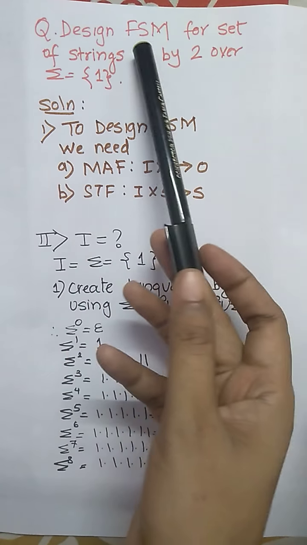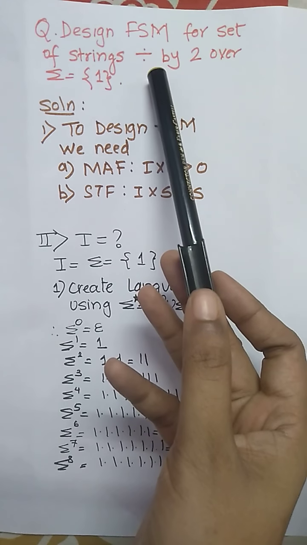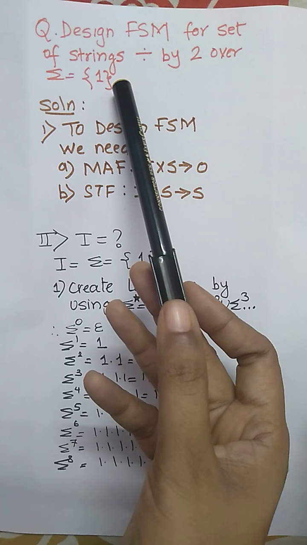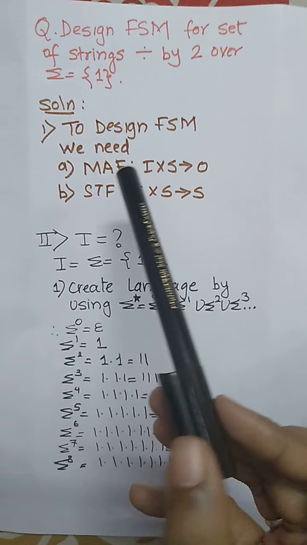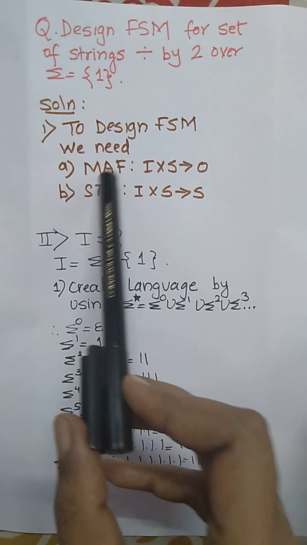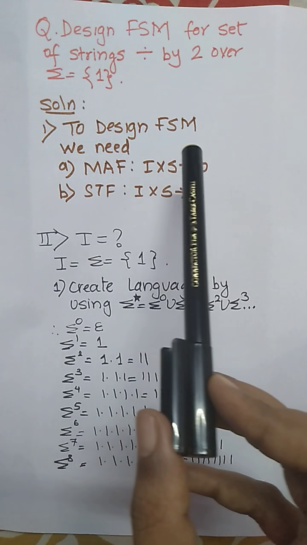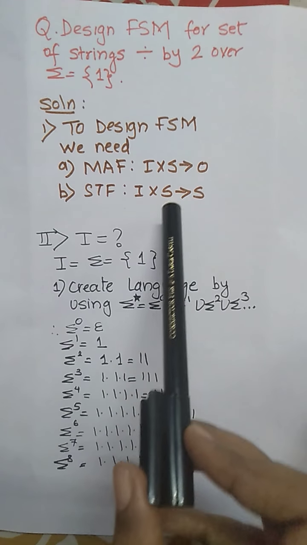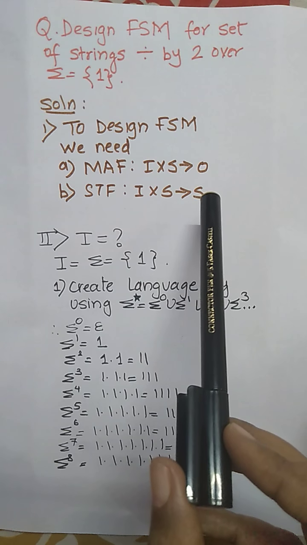Today we are going to design an FSM for the set of unary numbers divisible by 2. To design an FSM we should know the machine function and the state function. So what is the machine function? Input with the current state produces output. What is the state function? Input with the current state produces the next state.